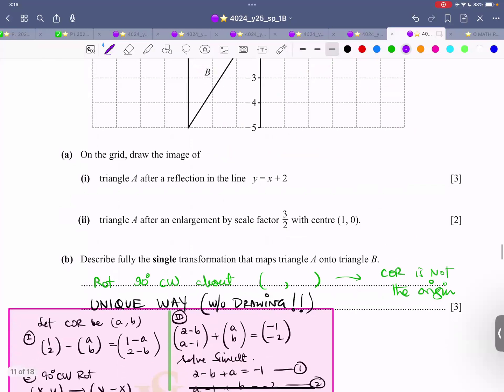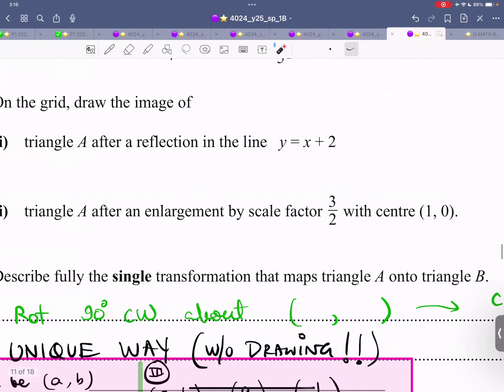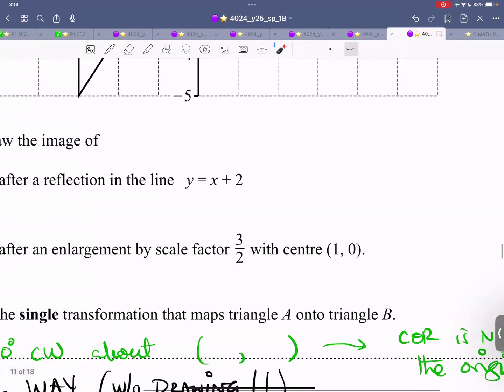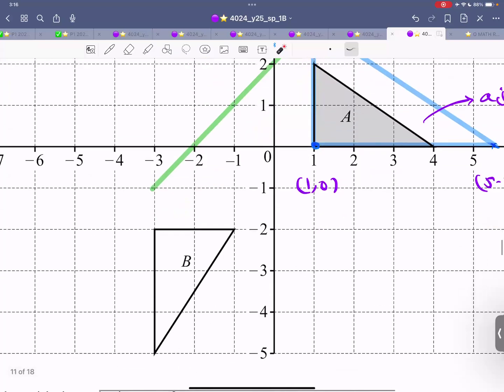Now, this third part, this one was difficult. Describe fully the single transformation that maps A onto B. First of all, you get a feel of this. When we have this, the height is 2 units, the base is 3. It is definitely a rotation. The height became the base, and this base of 3 units becomes the height of 3 units. So we know that, yes, it's a rotation.